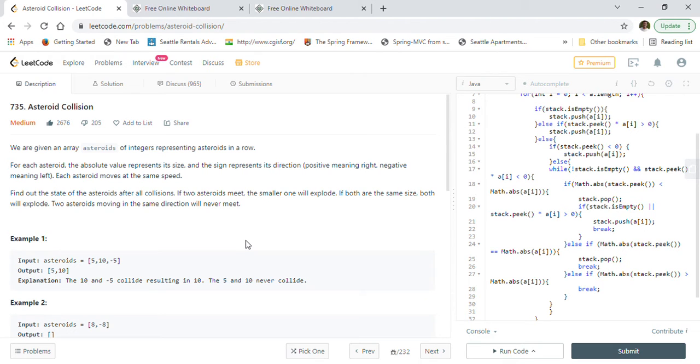Hi friends, welcome back. Today we are going to solve Leetcode problem 735, asteroid collision. This problem was asked in a coding interview by Lyft.